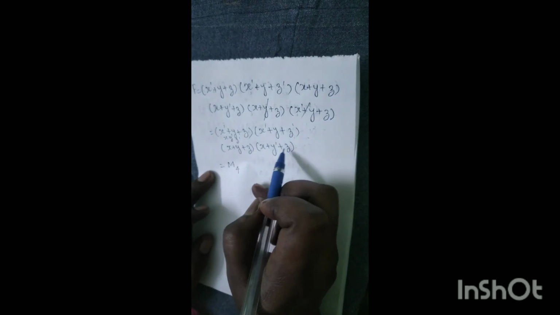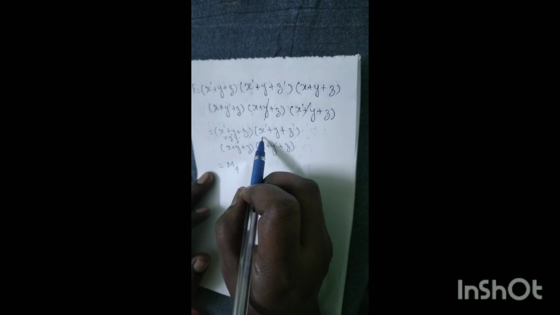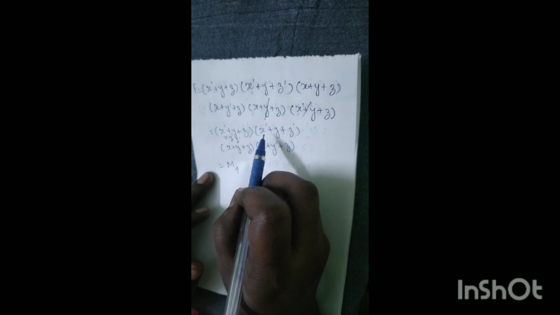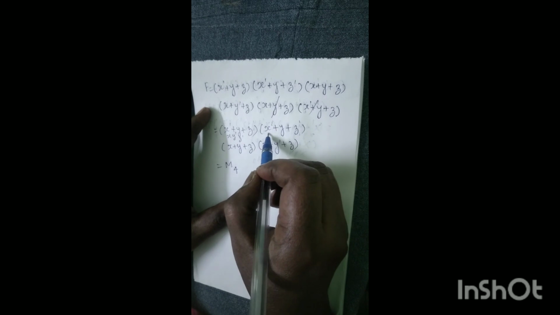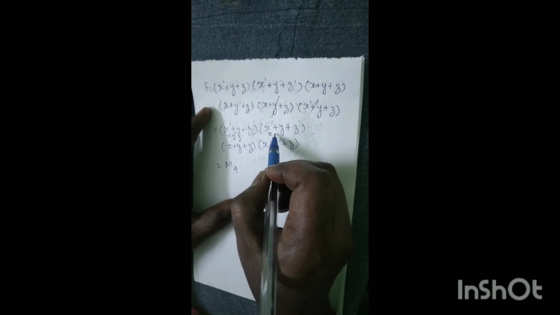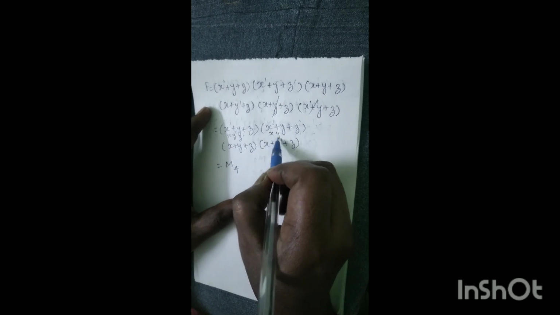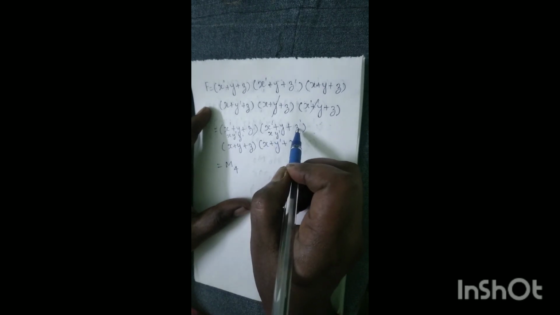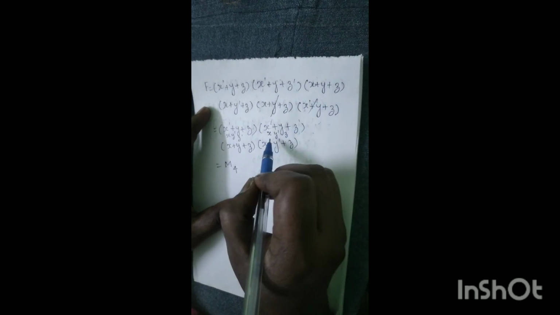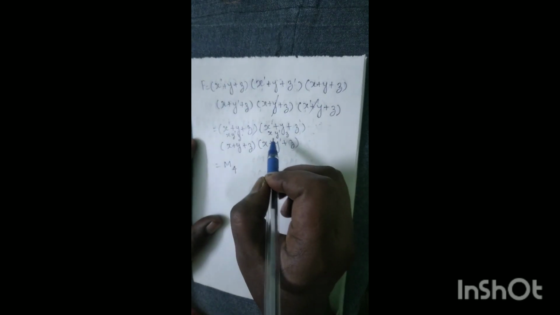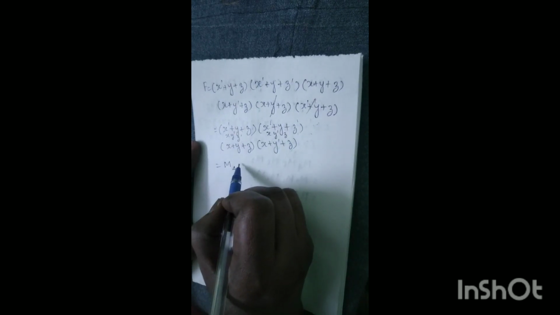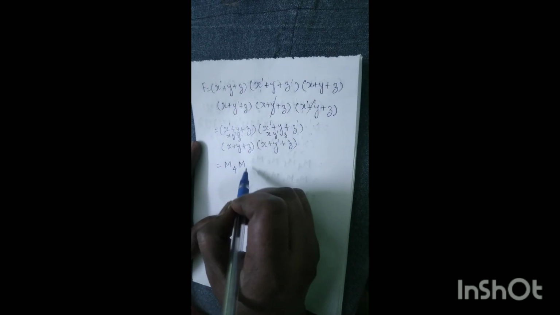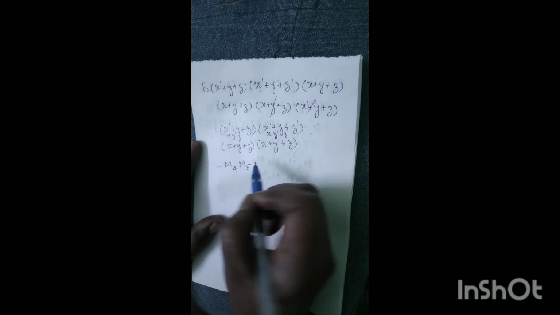Likewise, all the terms we should complement and write the binary form of that term. Here x dash becomes x, plus becomes dot, y becomes y dash, plus becomes dot, z dash becomes z. The binary value of this term is 1, 0, 1. 1, 0, 1 means 5. So we write it as M5, capital M with suffix 5.